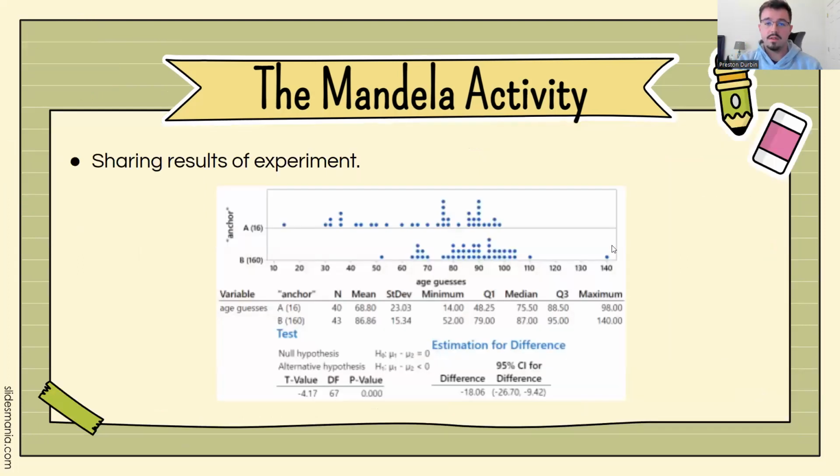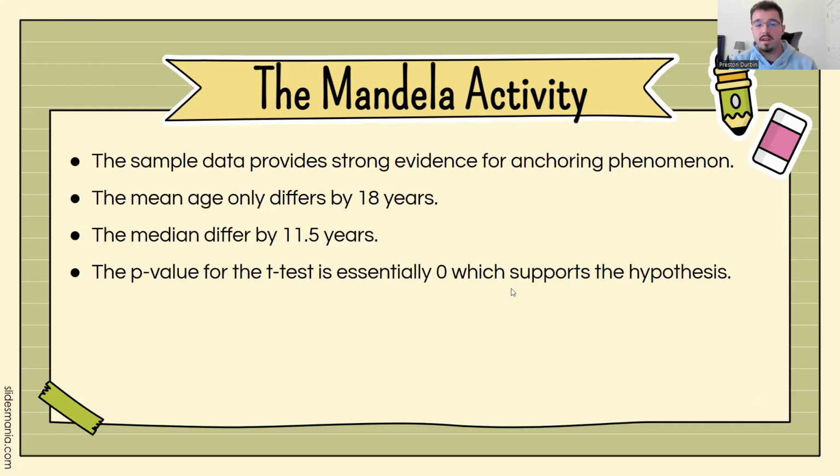And these are the results from the Mandela activity. You can see that we had 2 outliers. In version A, we have 16, or I believe that's actually going to be 14, sorry. And for version B, the outlier is 140. But the sample data provides strong evidence for an anchoring phenomenon. This is because the mean age differs by 18 years between both versions. The median differs by 11.5 years between the versions, and the p-value for the t-test is essentially 0, which supports the hypothesis.